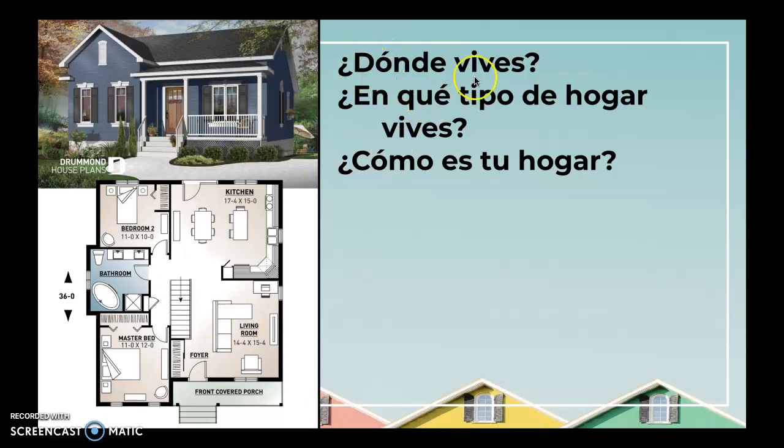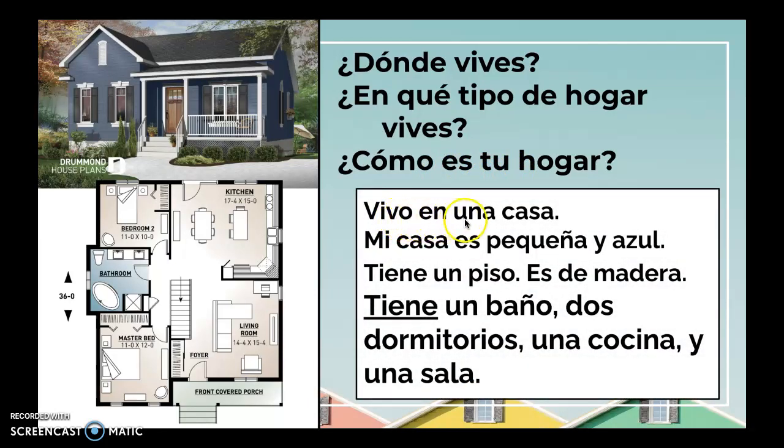So last time we had these questions. ¿Dónde vives? ¿En qué tipo de hogar vives? ¿Cómo es tu hogar? Now, in this secondary objective, we're mostly going off of this last question. What is your house like? ¿Cómo es tu hogar? Literally, how is your house? But it's like, describe your house. So we can start like we did last time. Vivo en una casa. Mi casa es pequeña y azul. Tiene un piso, es de madera.